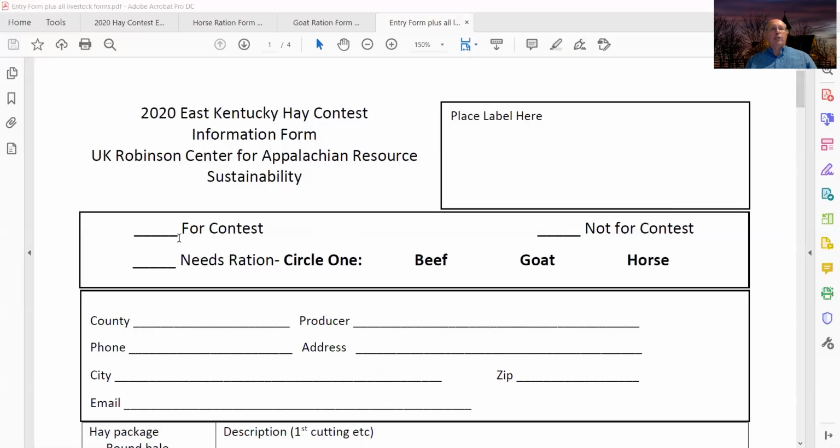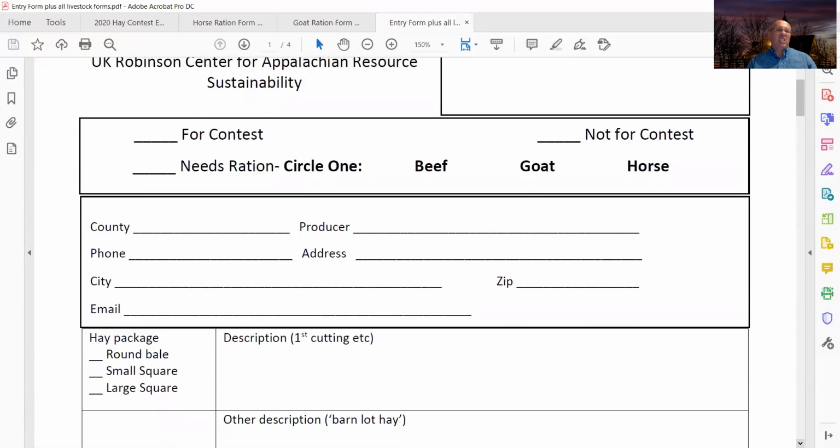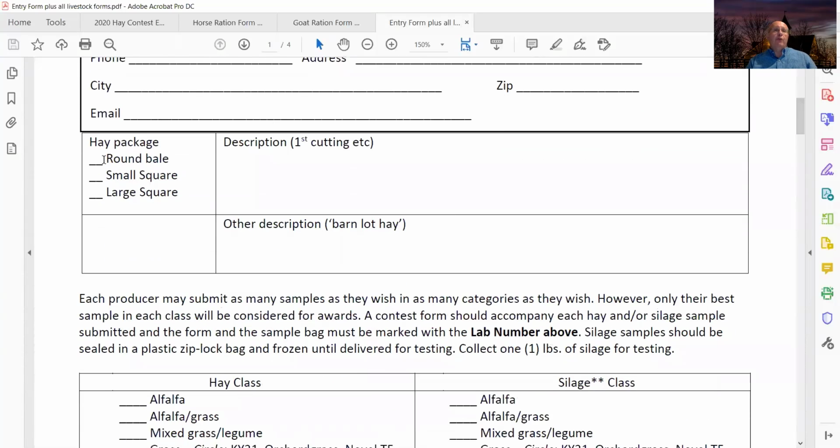The first thing we're going to do is fill out whether what you are sampling is going to be in the contest or not, and whether it needs a ration or not, and then which type. Moving down to the next box, you can see that this would be standard information: the county, the producer, phone number, his or her address, the city, the zip, and email. We'd like to have you check whether it's a round bale, a small square bale, or a large square bale, and then describe that hay or haylage.